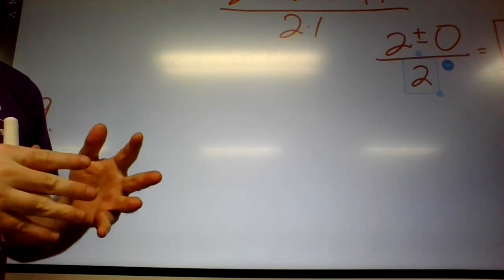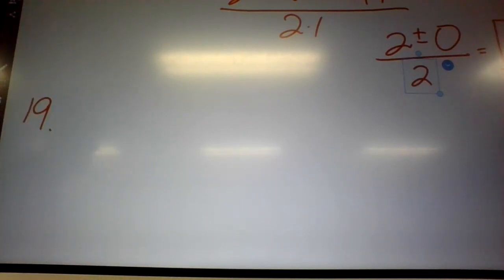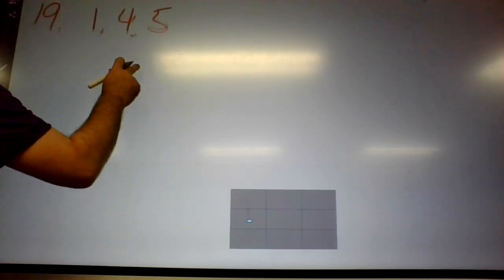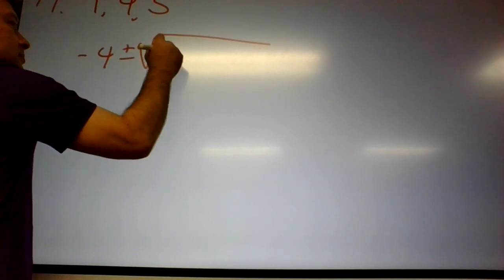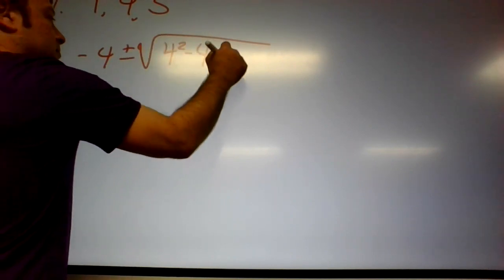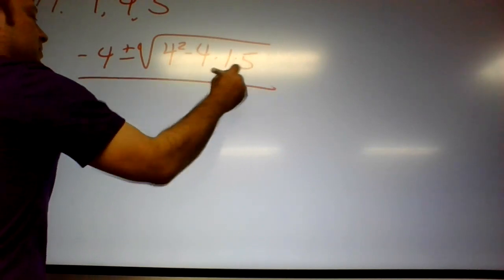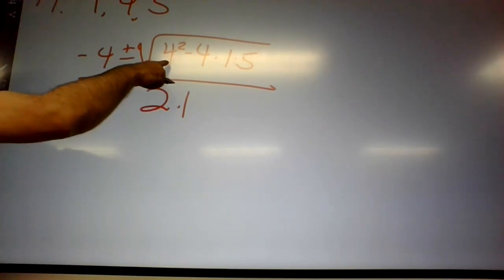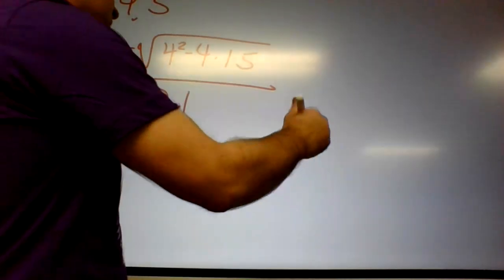Number 19. Oh, and what are the A, B, and C for 19? 1, 4, and 5. Okay, and if you plug those in the quadratic? It would be negative 4 plus minus square root of 4 squared minus 4 times 1 times 5. And then that would be over 2 times 1. Okay. Yep. This one is 16 minus 4 times 5, 20, which is negative 4.